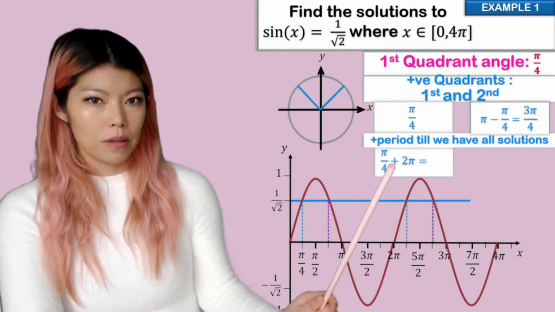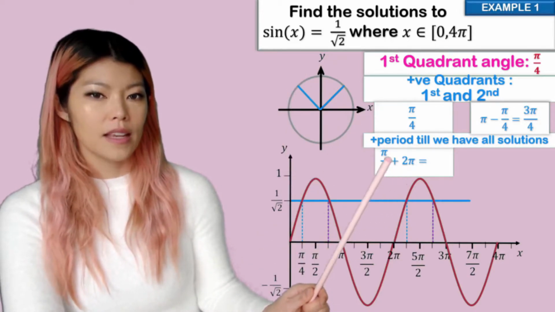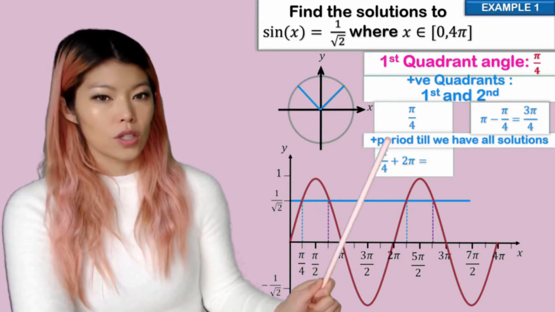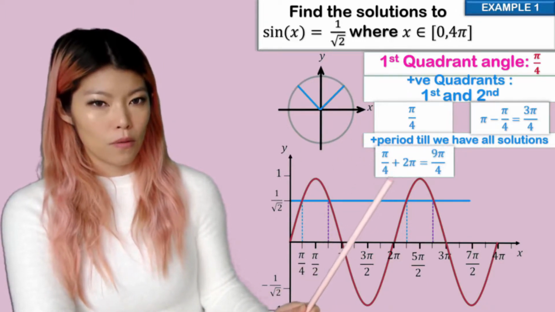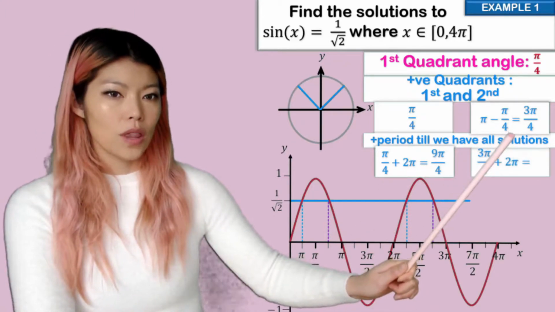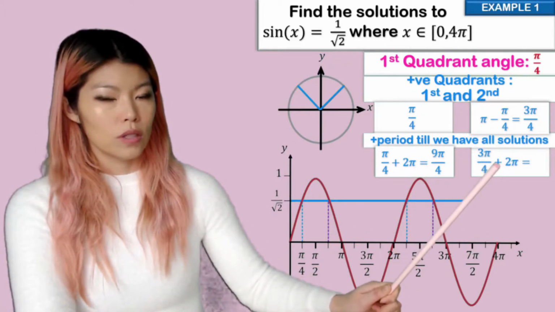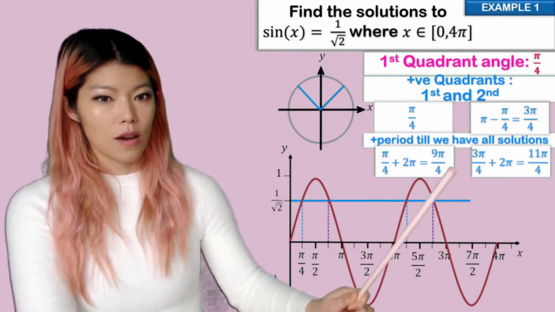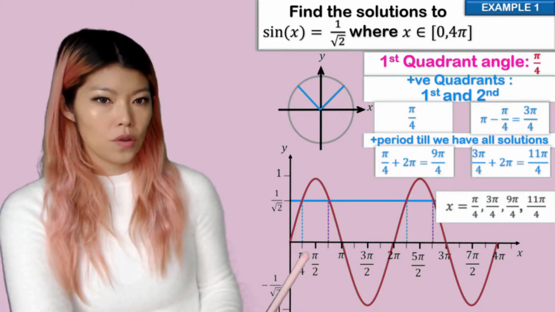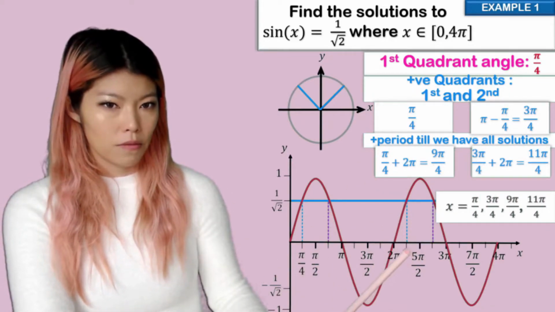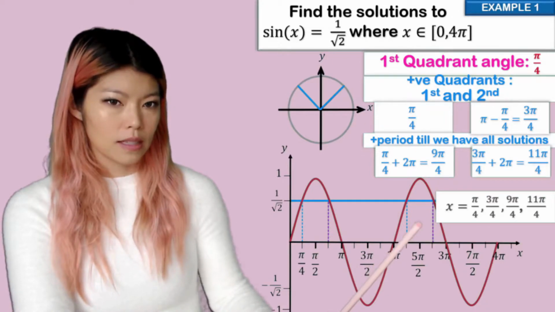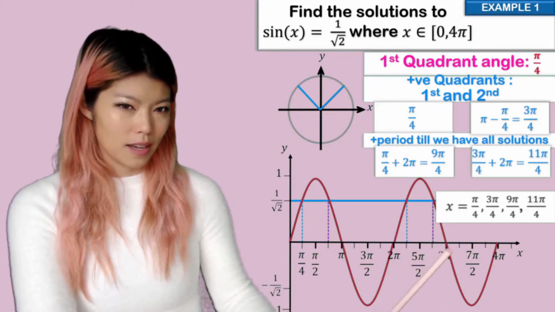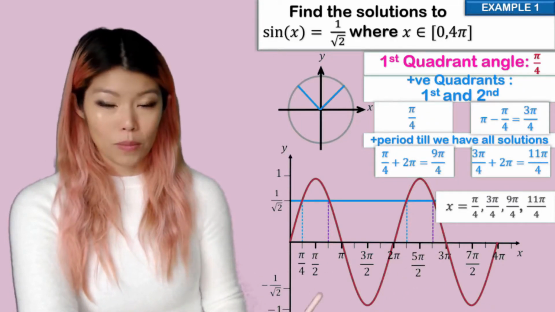So pi on 4 plus a period, well, the period is 2 pi in this case, is, well, a quarter plus 2. 2 is like 8 over 4. So 8 plus 1 is 9 over 4 pi's. And for this one, 3 quarters plus 2. 2 is like 8 over 4. So 8 plus 3 is 11 pi on 4. So now we have our 4 solutions. Pi on 4, 3 pi on 4, 9 pi on 4, which is just over 2 pi. You see, it makes sense. And 11 pi on 4, which is just under 3 pi's. 11 quarters is just under 12 quarters. So it's just under 3 pi's.